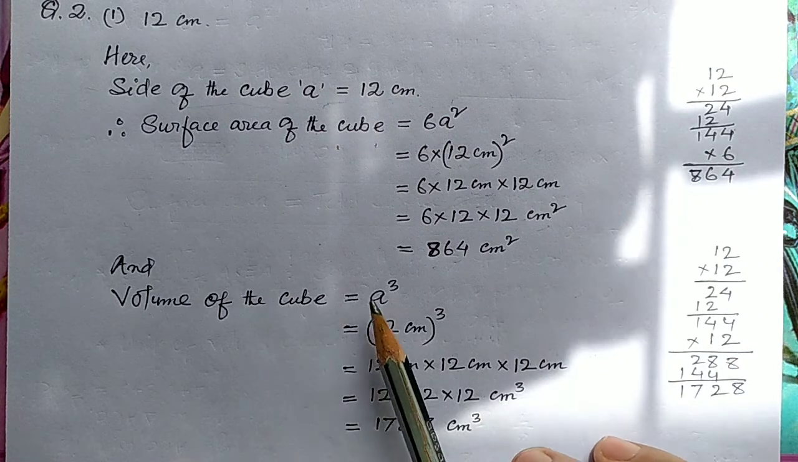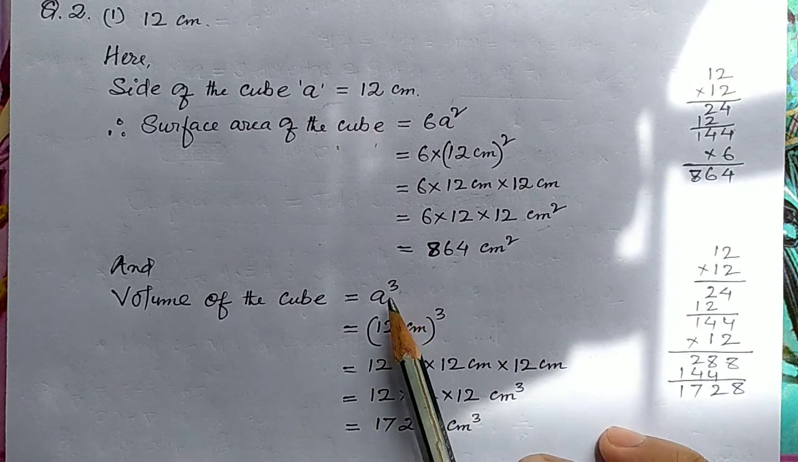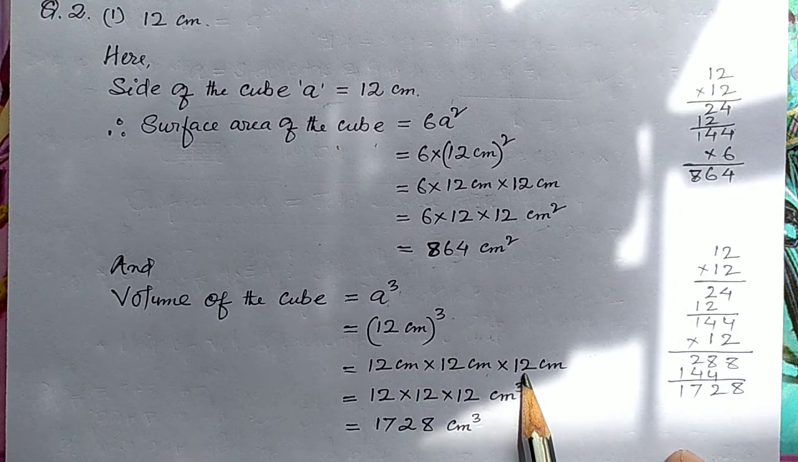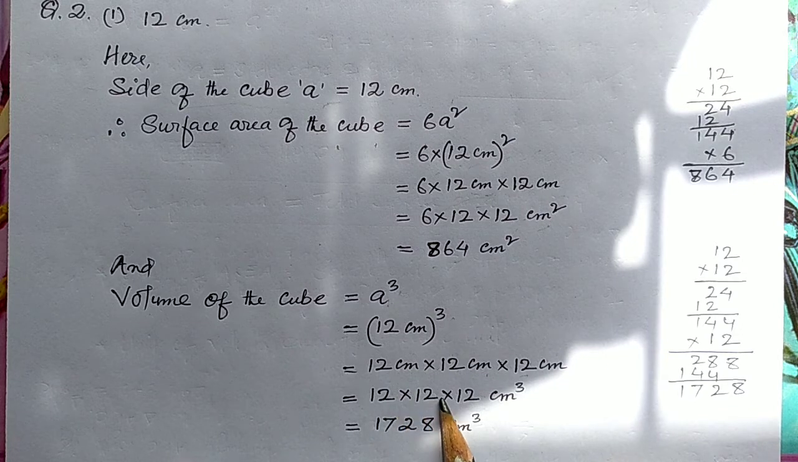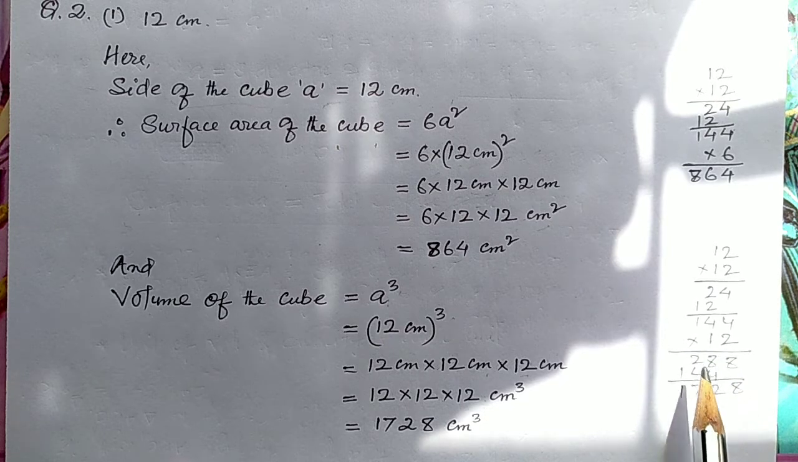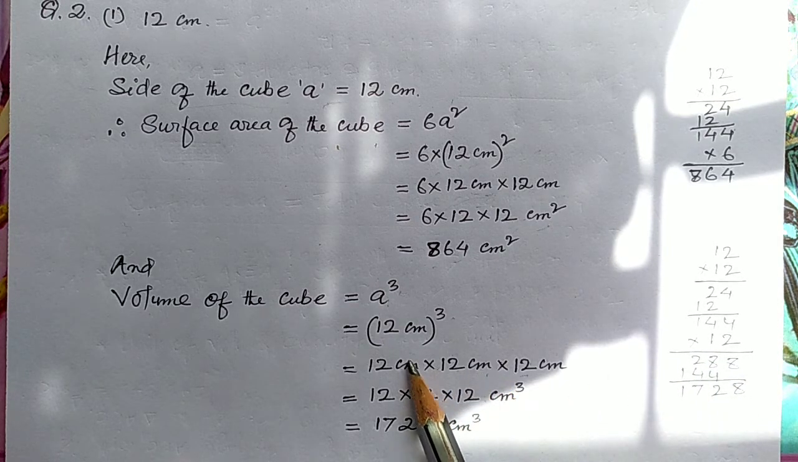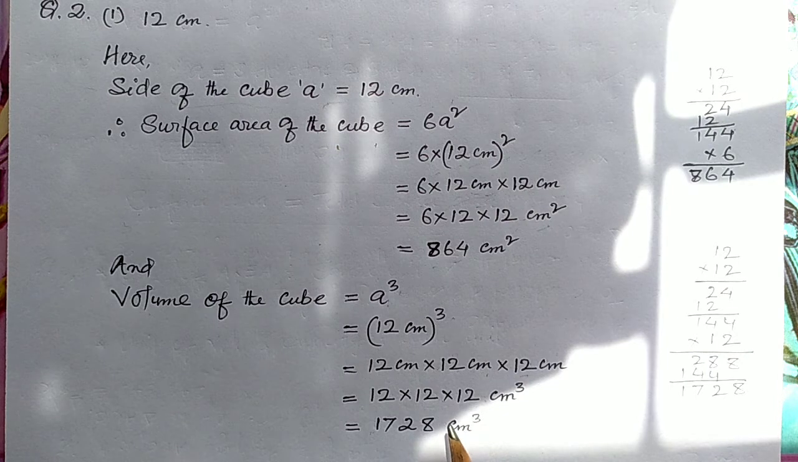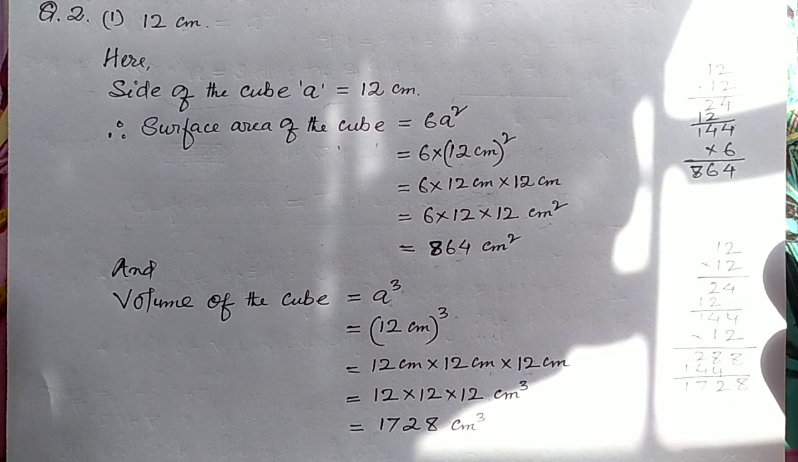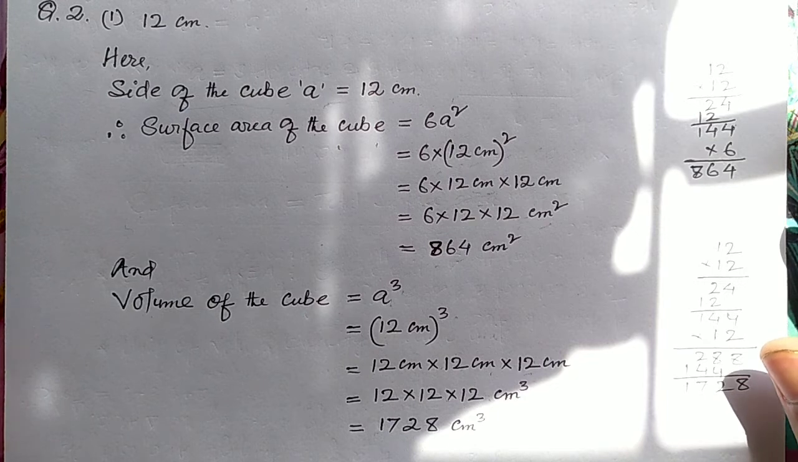And the volume of the cube, which is a cube. a is 12 centimeter, so 12 centimeter cube, 12 centimeter into 12 centimeter into 12 centimeter. We multiply 12, 12, 12, 3 times. Rough work is given here on the right side column. And here also centimeter is multiplied 3 times. So the product of 12 multiplied 3 times, we get 1728 centimeter cube, which is the volume of the given cube. So this is how we use formulae for the cube and cuboid.